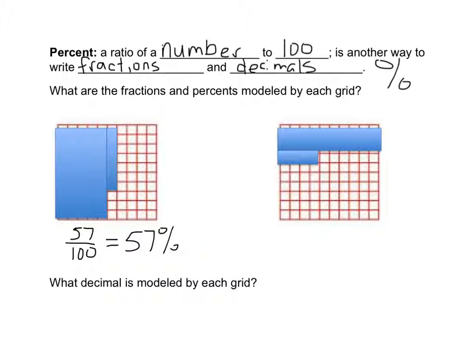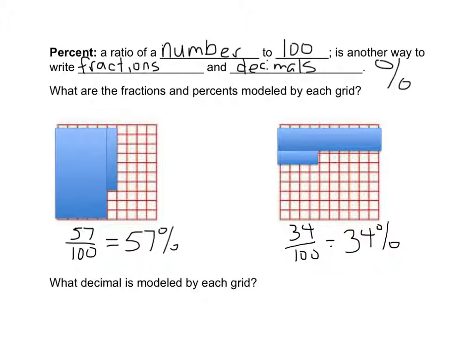So now you go ahead and pause the video and try the next one on your own. Alright, on this one when we count, we see that there are 3 covered, and then we have 1, 2, 3, 4. So we have 34 out of 100 would be our fraction, and then that as a percent would be 34%.